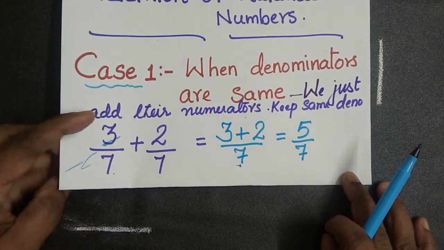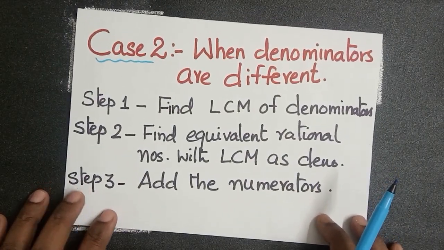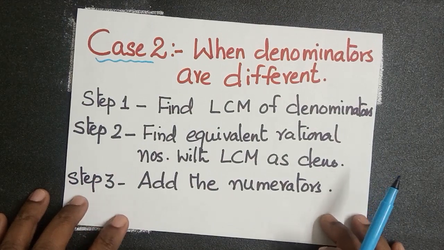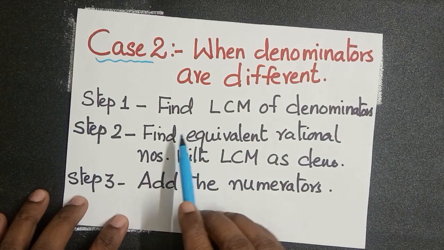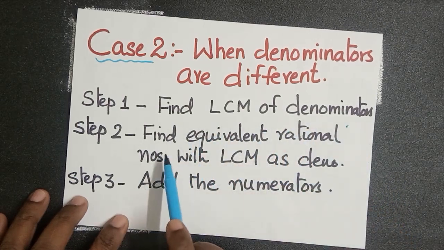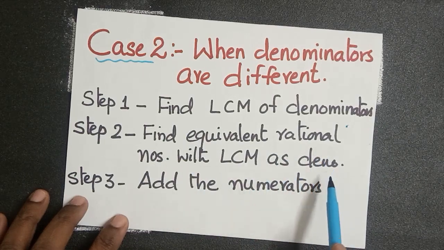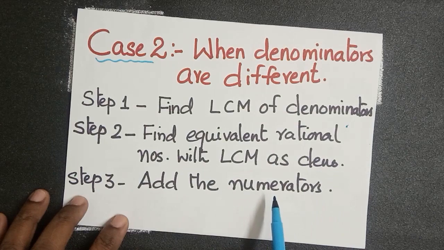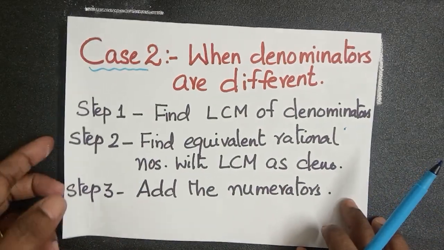Now let us take the second case, where the denominators are different. As we did for comparison, here too we need to find the LCM of the denominators first, then find equivalent rational numbers with the LCM as denominator, and then add the numbers. Let us see some examples.